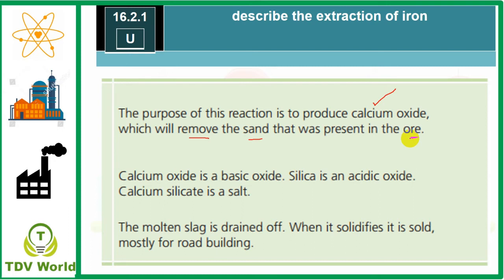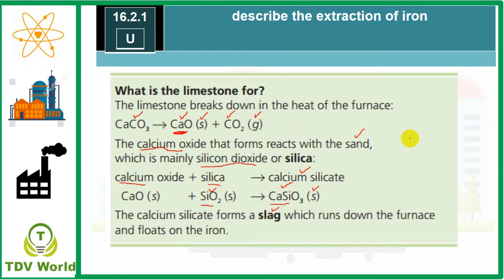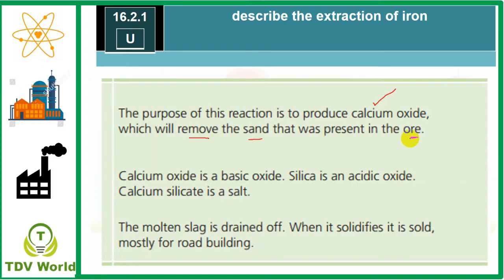So why are we doing this reaction with limestone? Because we need to produce calcium oxide. And what is the need of calcium oxide? The calcium oxide is going to remove the sand that was present in the ore. Calcium oxide is the basic oxide, and silica is an acidic oxide.